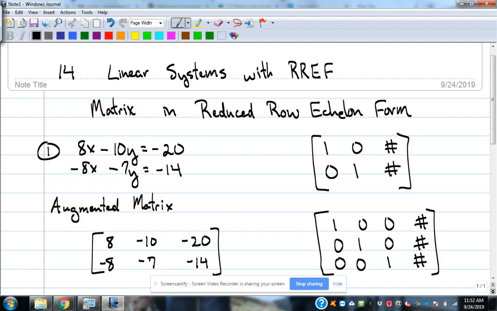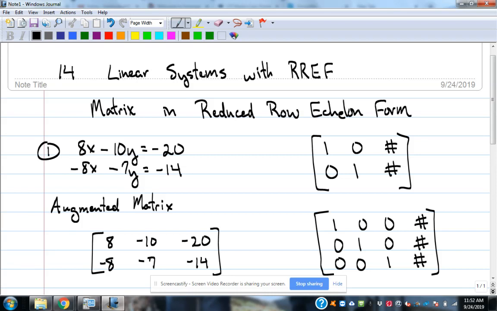Notice how I've just taken the numbers that are in front of the variables, the 8 and negative 8, that's this column. Negative 10, negative 7, that's the second column. And then the last column is what the two equations are equal to. What form are these equations close to? Yeah, they're close to standard form, not necessarily following all the rules of standard form, but they've got X and Y on the same side. So it's just like you're going to do elimination.